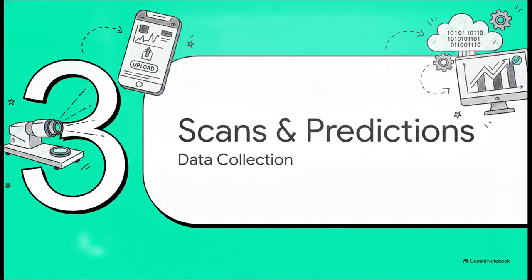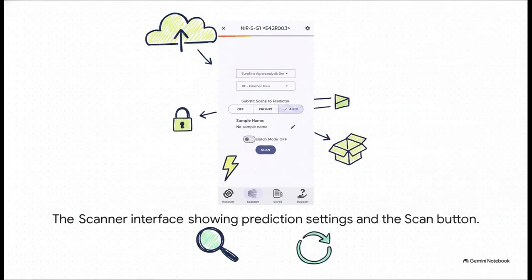Section 3. Single Scans and Predictions. Welcome to your main workspace, the Scanner tab. Assuming you're logged in, right above that massive scan button, you're going to see options to select your model provider and the specific predictive model you actually want to use. You'll also spot a Submit Scans to Predictor section. This setting is really important because it dictates exactly what happens to your data the literal second you press scan.